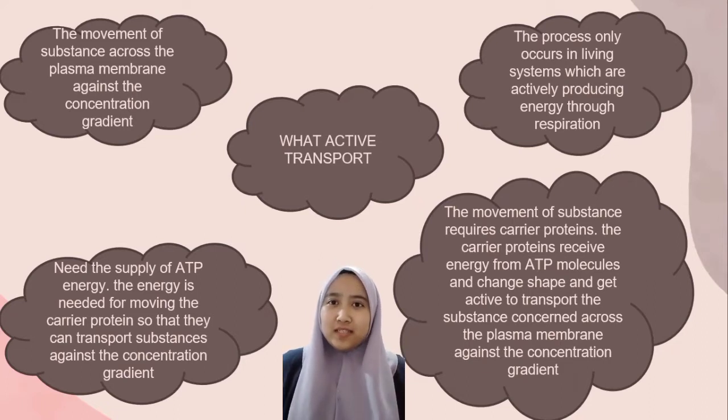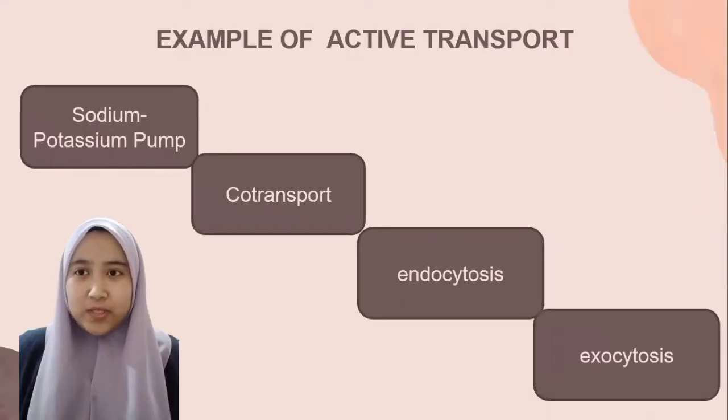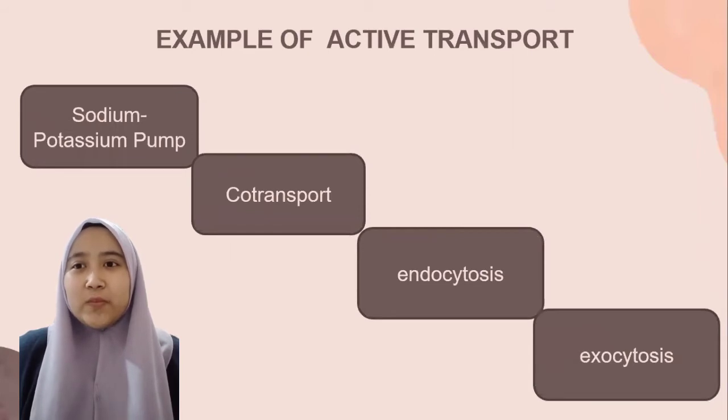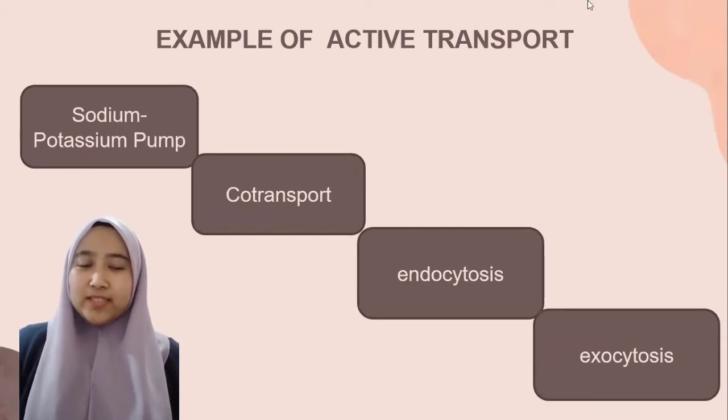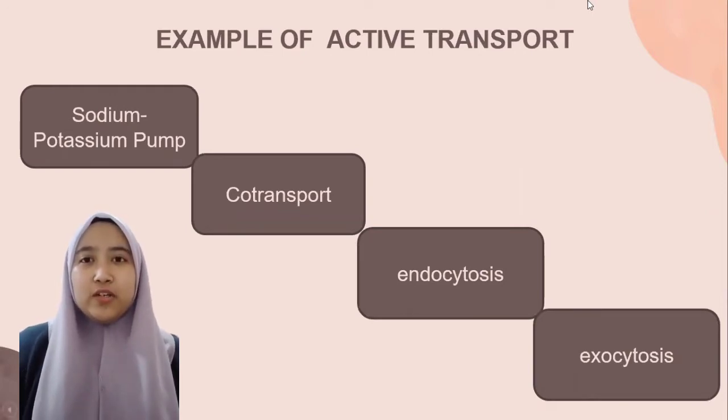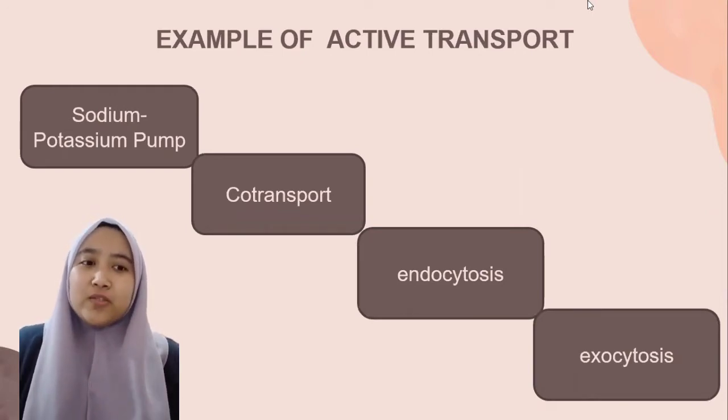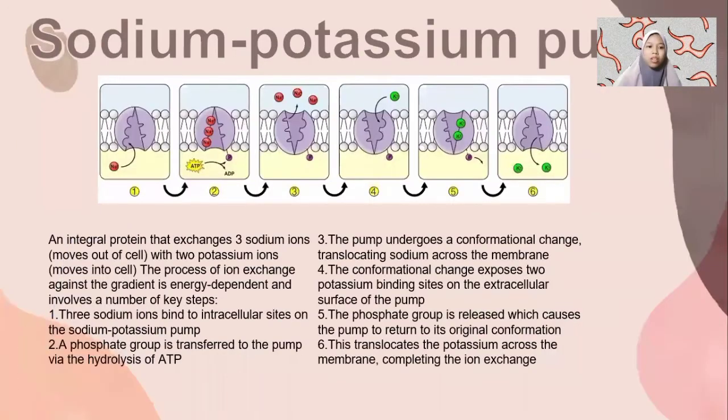These are examples of active transport. The first one is sodium-potassium pump. The second one is cotransport. The third is endocytosis. And the last one is exocytosis.